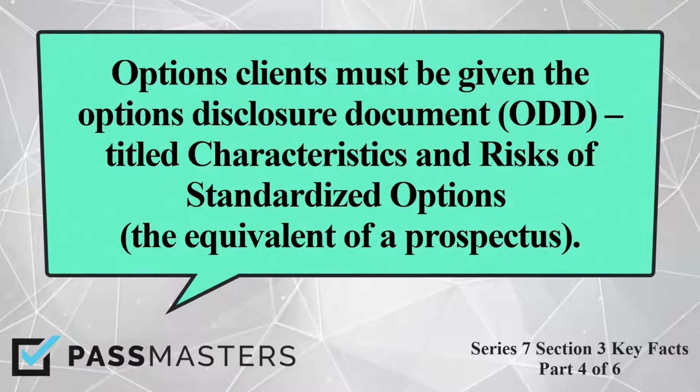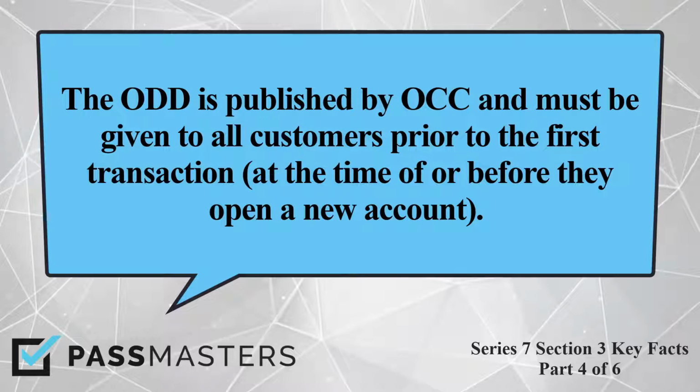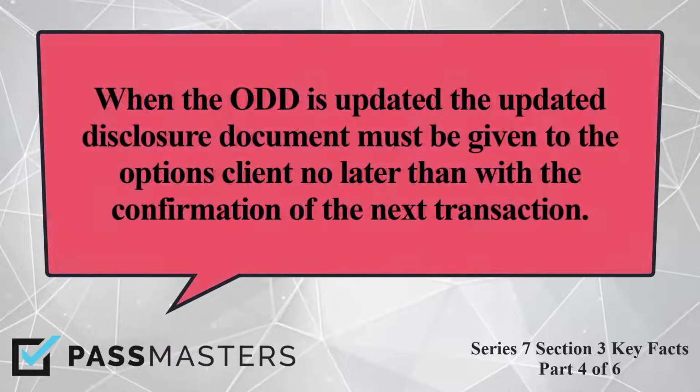Options clients must be given the options disclosure document, ODD, titled Characteristics and Risks of Standardized Options, the equivalent of a prospectus. The ODD is published by OCC and must be given to all customers prior to the first transaction, at the time of or before they open a new account. When the ODD is updated, the updated disclosure document must be given to the options client no later than with the confirmation of the next transaction.